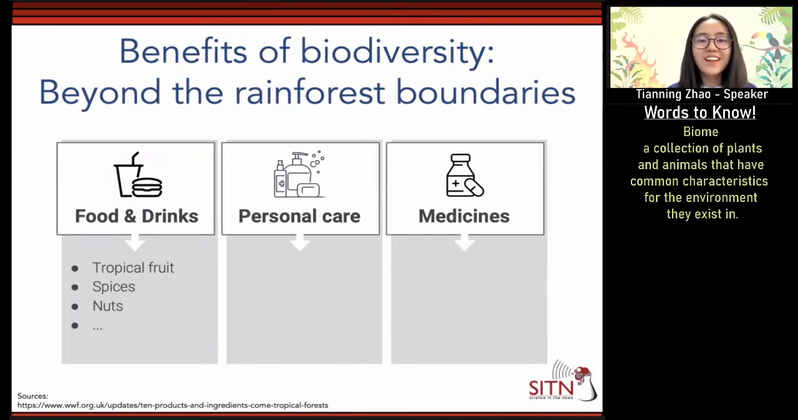And one specific nut, which is called the Brazil nut, is native to the Amazon region. It doesn't only provide massive health benefits, it also works wonders on our skin. So it's also used in personal care products. You can find it in moisturizers or shampoo. And except for the Brazil nut, coconut oil, palm oil, and all kinds of things, you will find them in the personal care products.